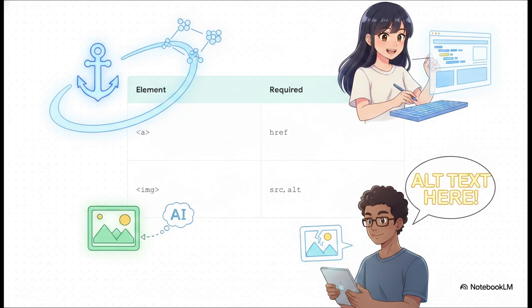For images, we use the self-closing image tag. It requires a source attribute pointing to the image file and, crucially, an alt attribute. The alt text is a direct description of the image. Let me emphasize this. Accessibility is a mandatory best practice, not an afterthought. If an image fails to load, or if a user is relying on a screen reader, that alt text is literally the only way they'll know what the image is.